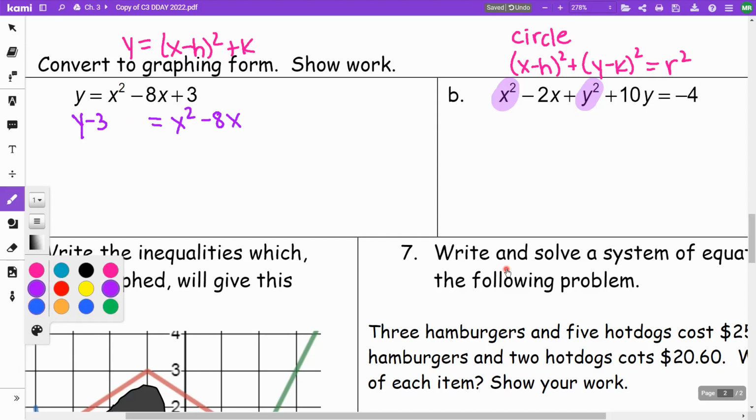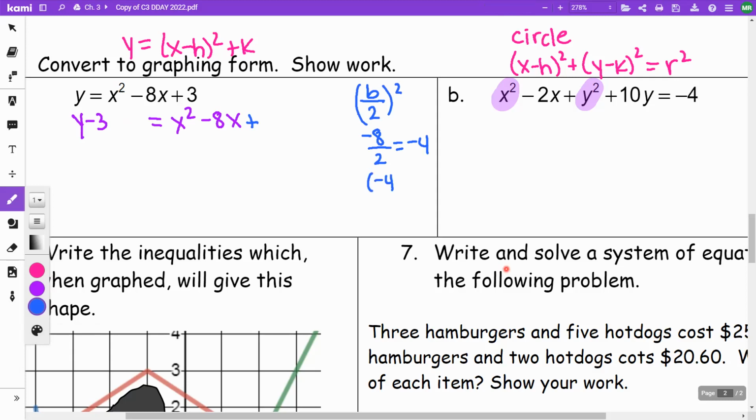What I'm going to do is take my b, divide it by 2, and then square. So I'm going to take my b, which is -8. I'm going to divide it by 2, which is -4. And then I'm going to square that, which is 16. That's what I'm adding to both sides.